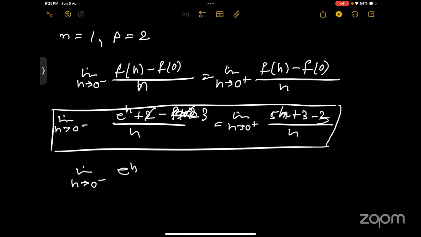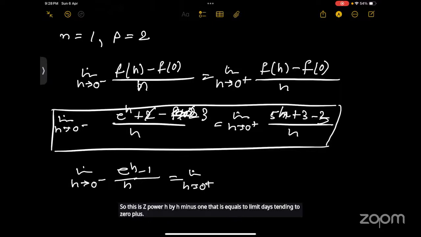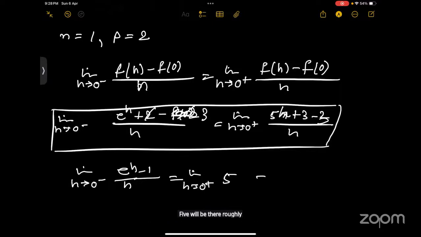So this is e power h by h minus 1, that is equal to the limit h tending to 0 plus 5 will be there only, right? Okay, so the limit, this is in 0 by 0 form, right? So we can use the L'Hopital rule.